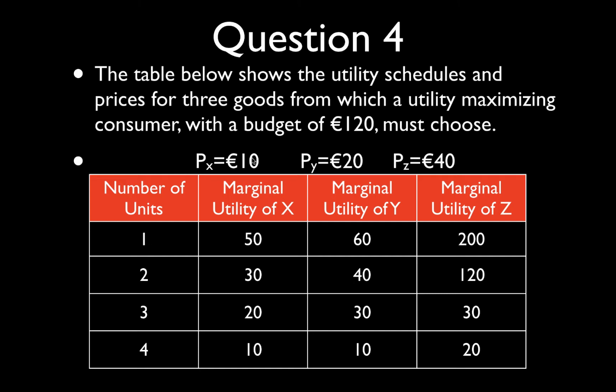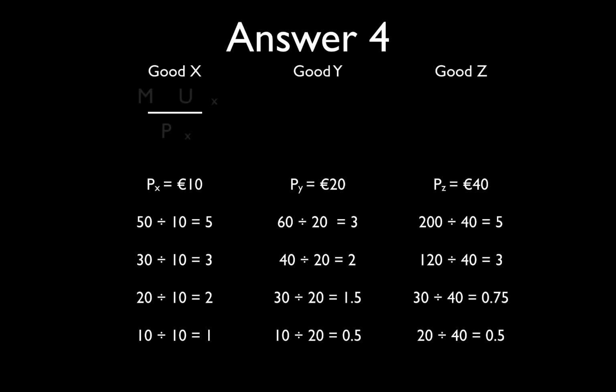Okay, hopefully you've had a chance to have a go at the question. So now we're going to go through the answer. Like all of these, what we are trying to say is that the consumer will maximize their total happiness, their total utility, if they spend their money in such a way that the marginal utility divided by the price is the same for all goods consumed.